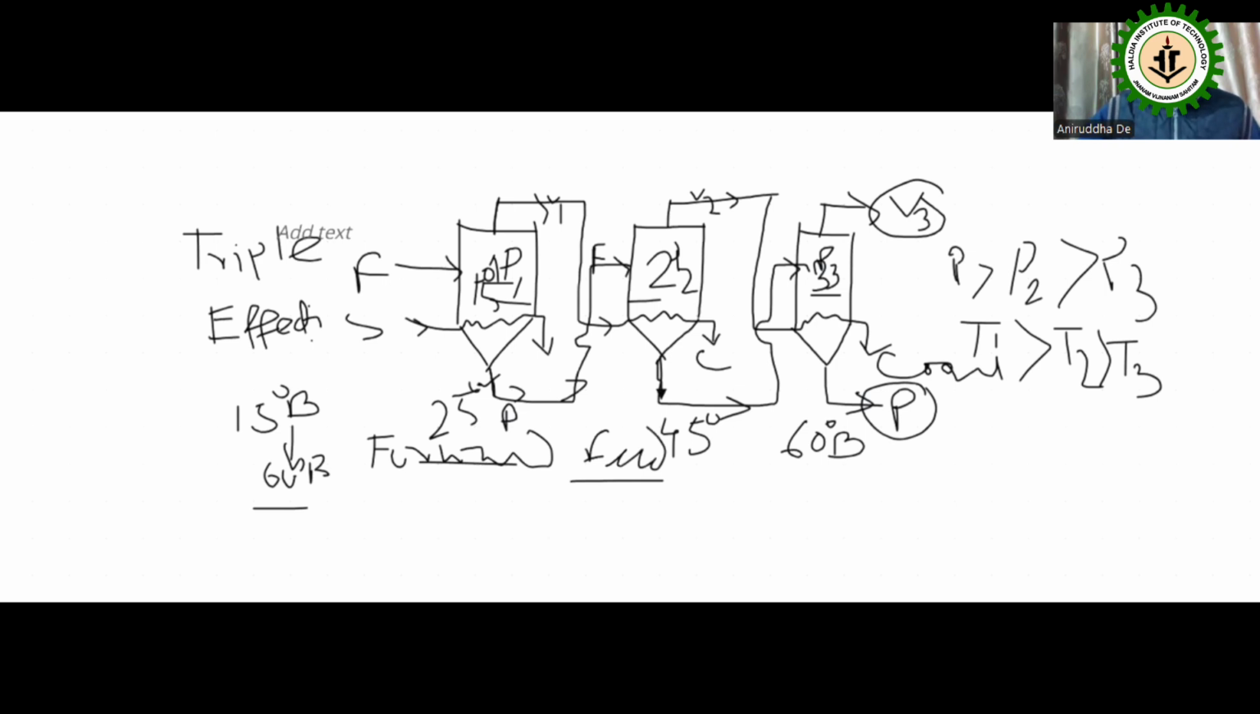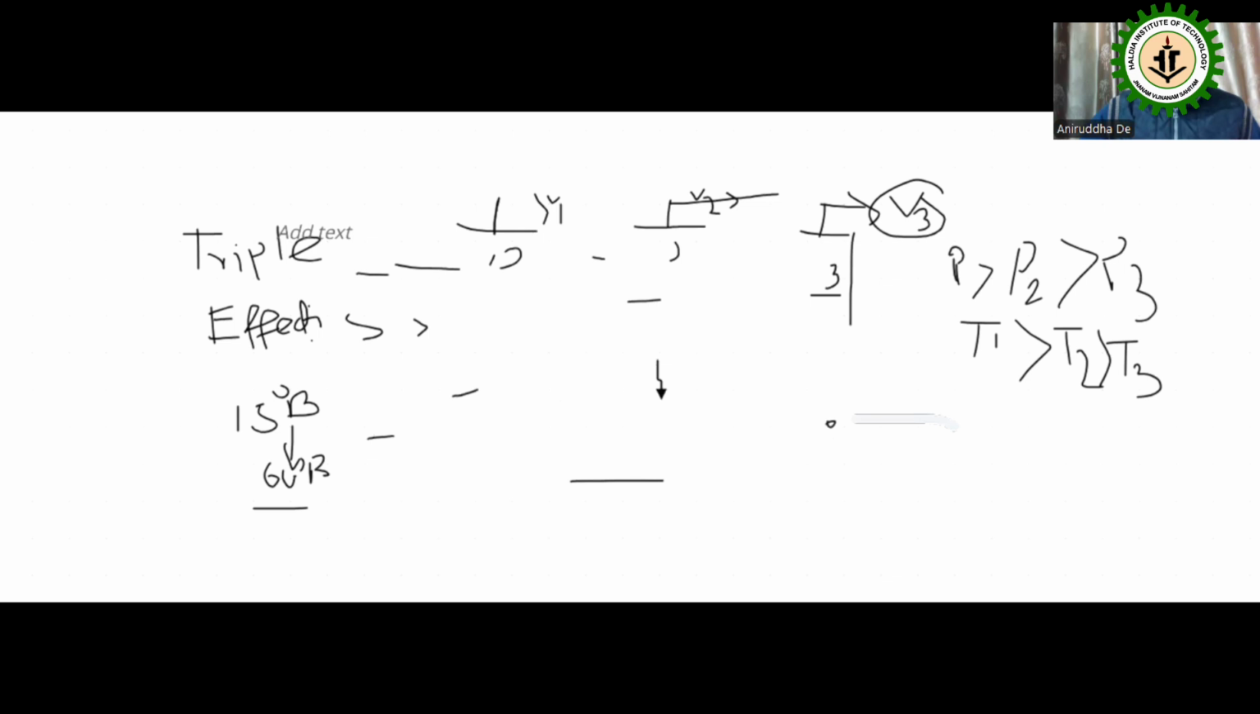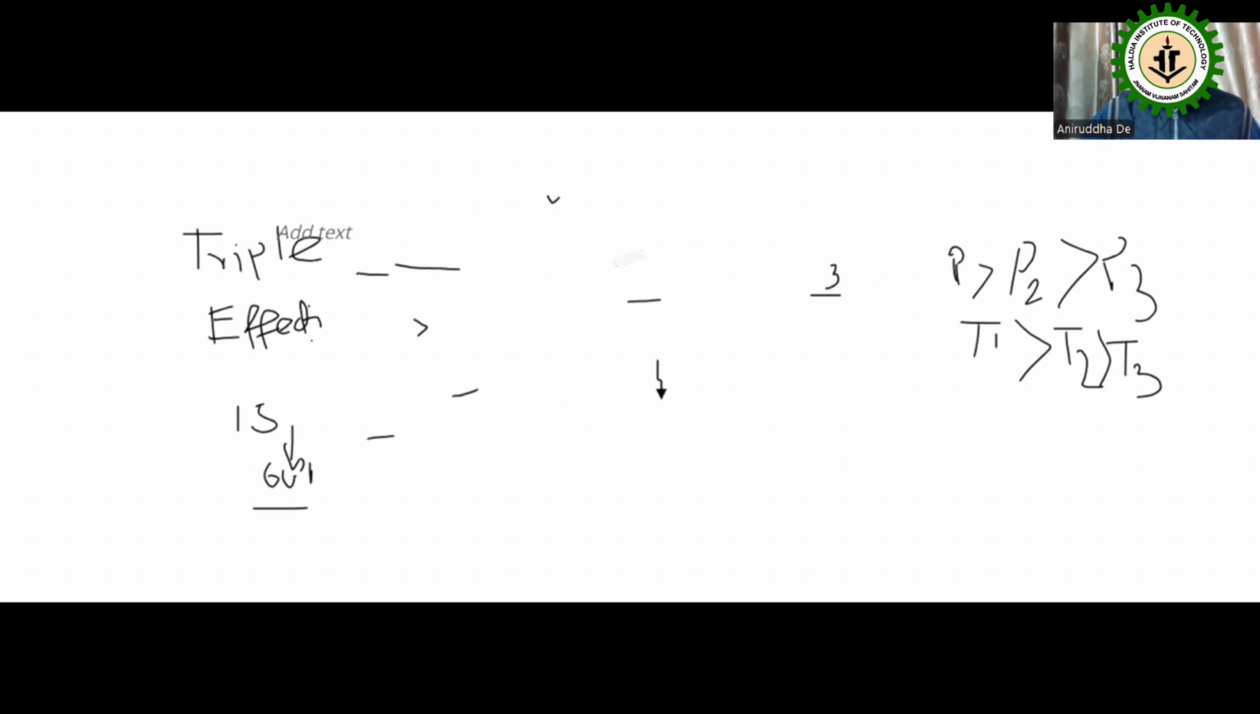Now if we go for high concentration, the same thing will be there, but the feed will be backward feed. Why is it named backward feed? Because feed and steam will be operating in different directions. So that is backward feed.